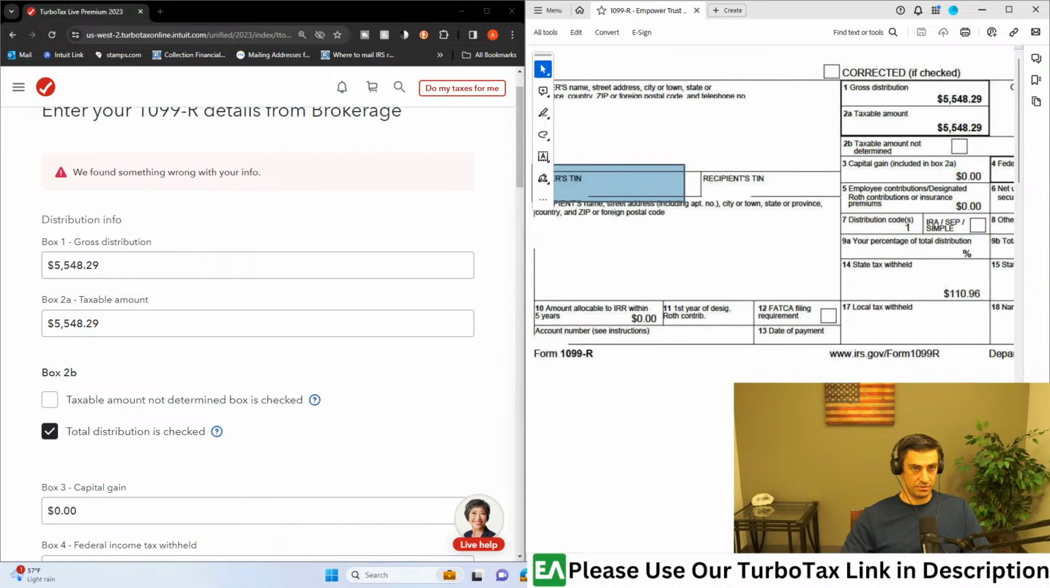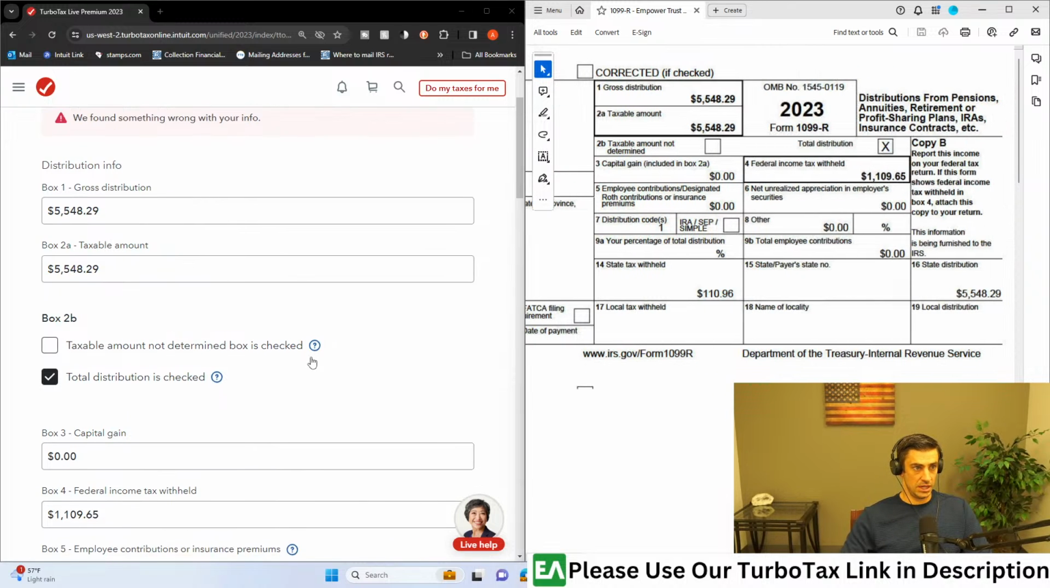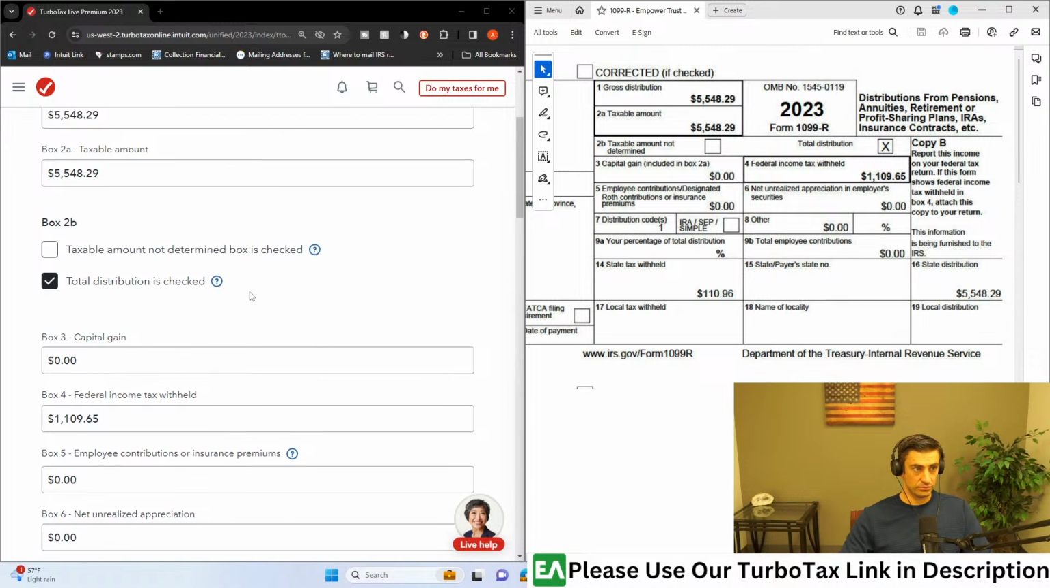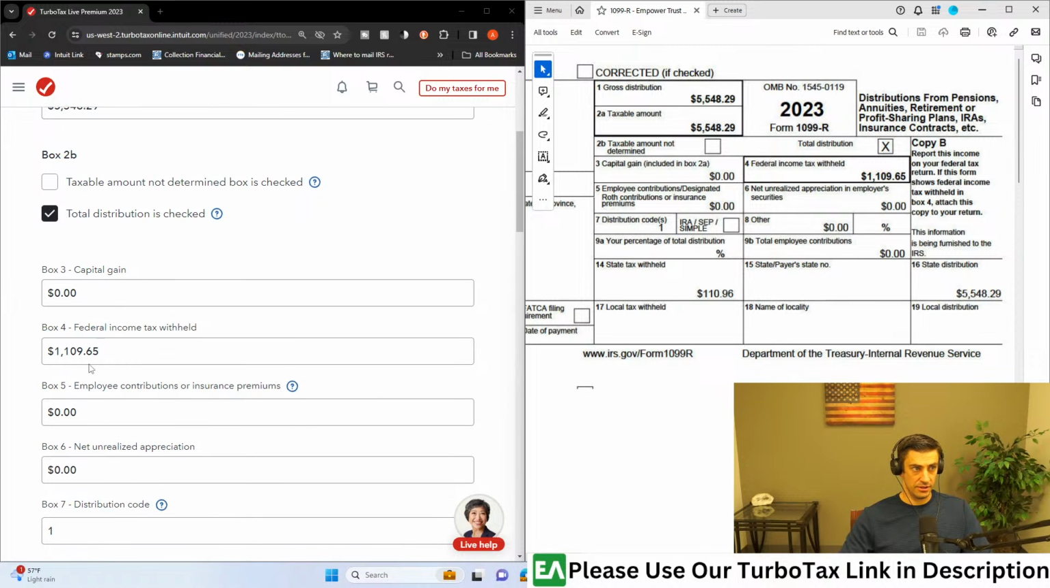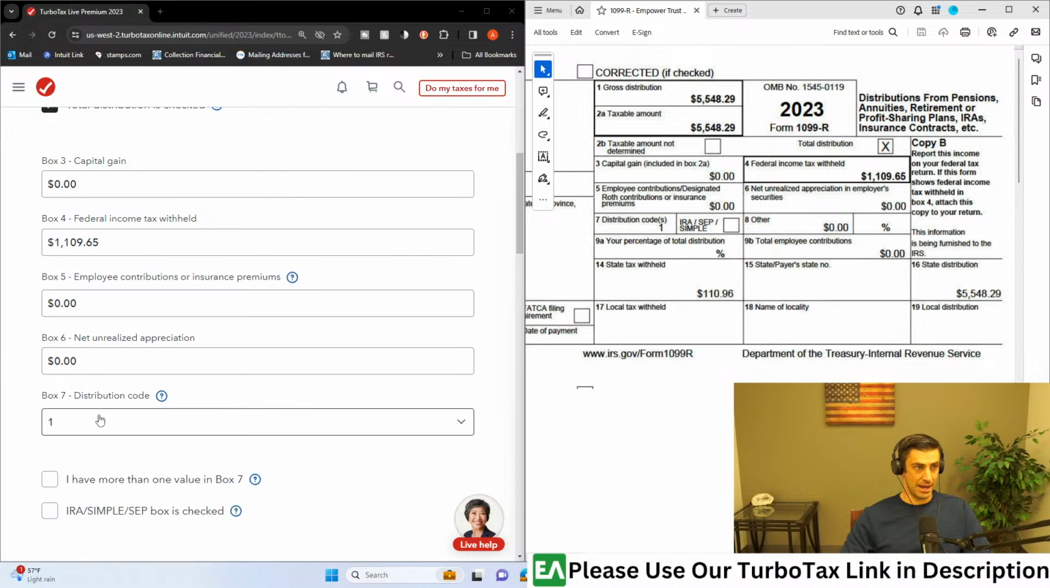Now this is where the rubber meets the road. The money you made or the money you took out of your retirement account is what this is. Okay, and those numbers match up, which is good. Total distribution, that's fine. The amount you paid federal income tax, there it is. Box 1.